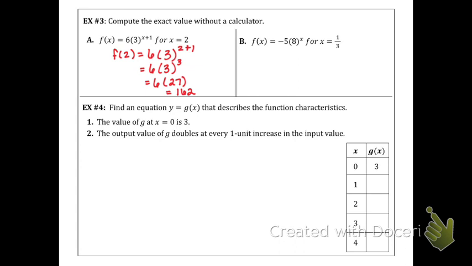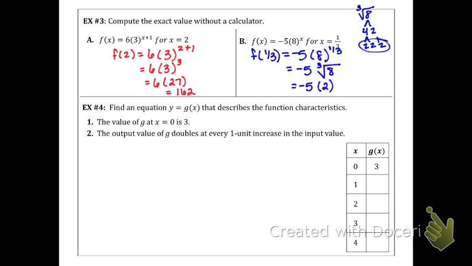For B, f of x equals negative 5 times 8 raised to the x, for x equals 1/3. Now remember that 8 raised to the 1/3 is the same as the cube root of 8. We could work out that cube root of 8. If nothing else, you can use your factor tree. Remember, it's 4 and 2, so 2, 2, and 2. Cube root says I'm looking for 3 of a kind. So the cube root of 8 is just 2. I'll multiply those together, and I get negative 10.